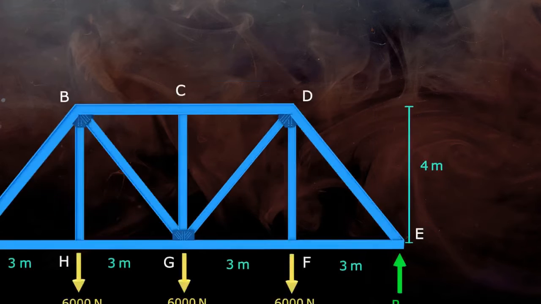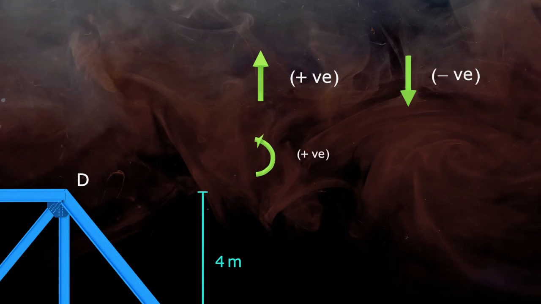Before we begin, let's remember the sign conventions we are going to use. Upward force will have a positive sign and force acting in the downward direction will have a negative sign. Similarly, anti-clockwise moment will be positive while clockwise moment will be negative.